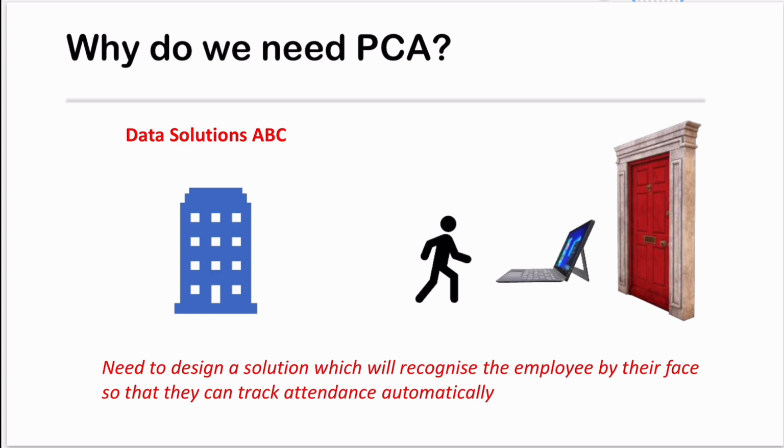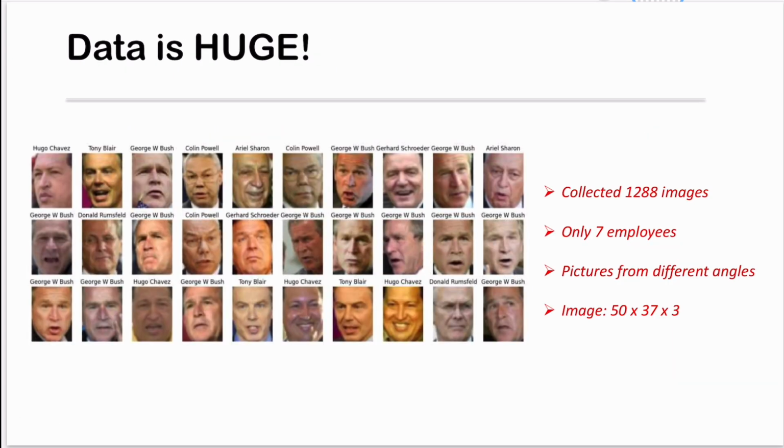So you would know when a particular employee has entered the office, how long he's staying in the office, how frequently he's taking breaks, and so on. So what do you do? Suppose you have got 7 employees and you collect 1288 pictures of your employees from various different angles. You can see George Bush appearing in multiple places here with different angles, different expressions, and so on. And let's say these images are tensors of dimension 50 by 37 by 3.